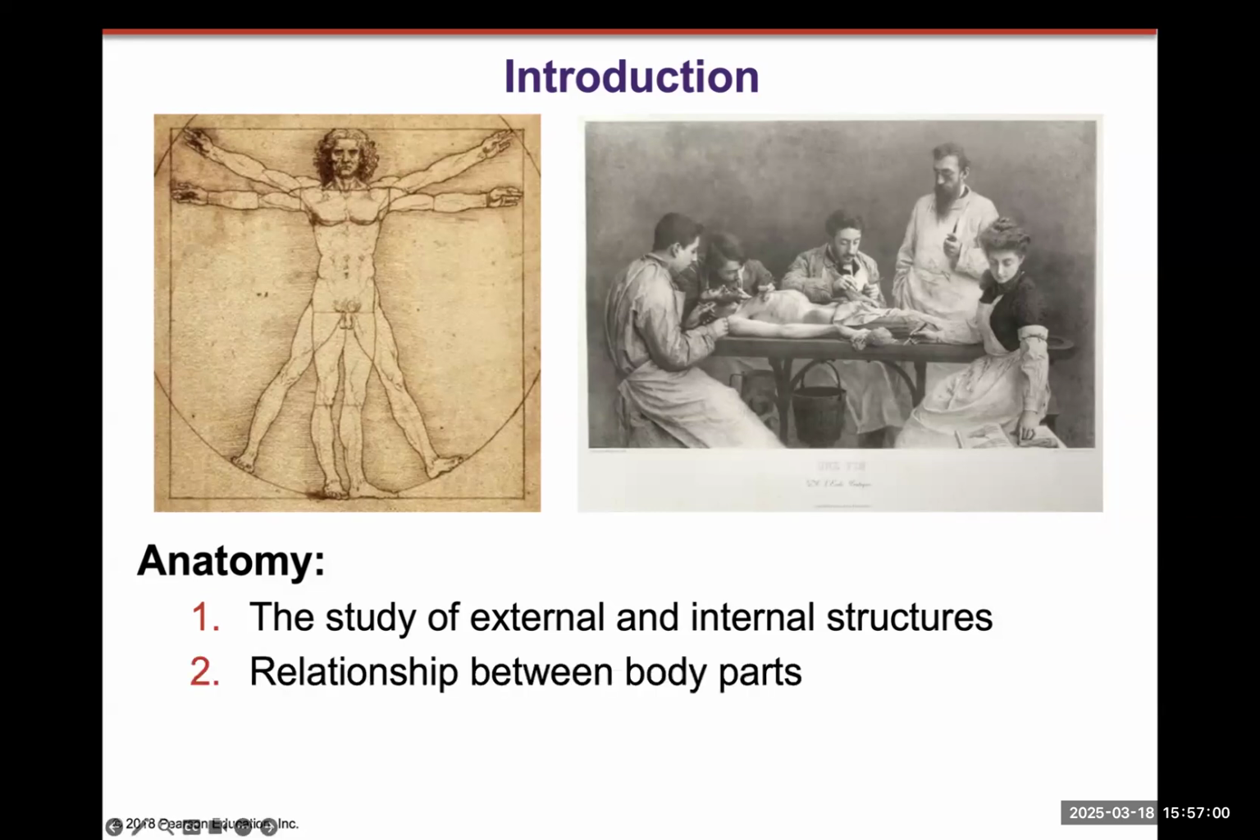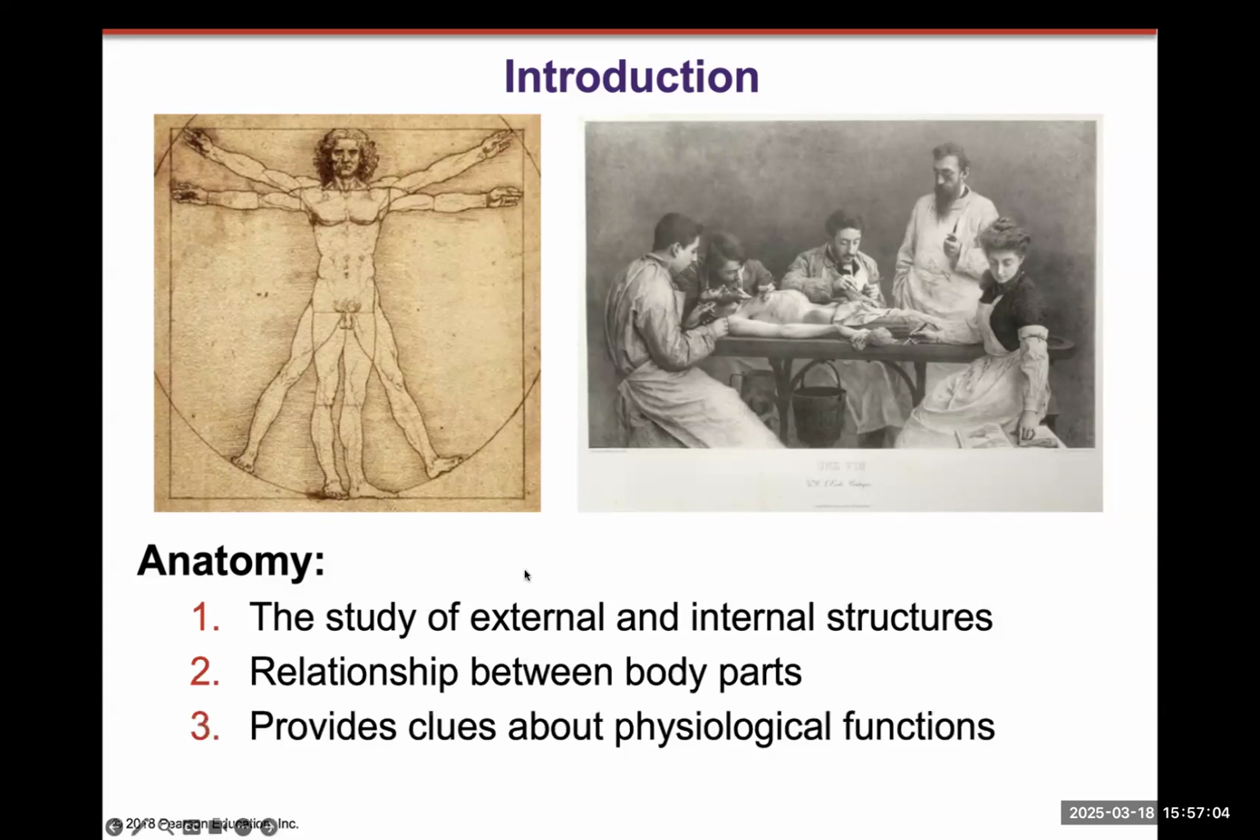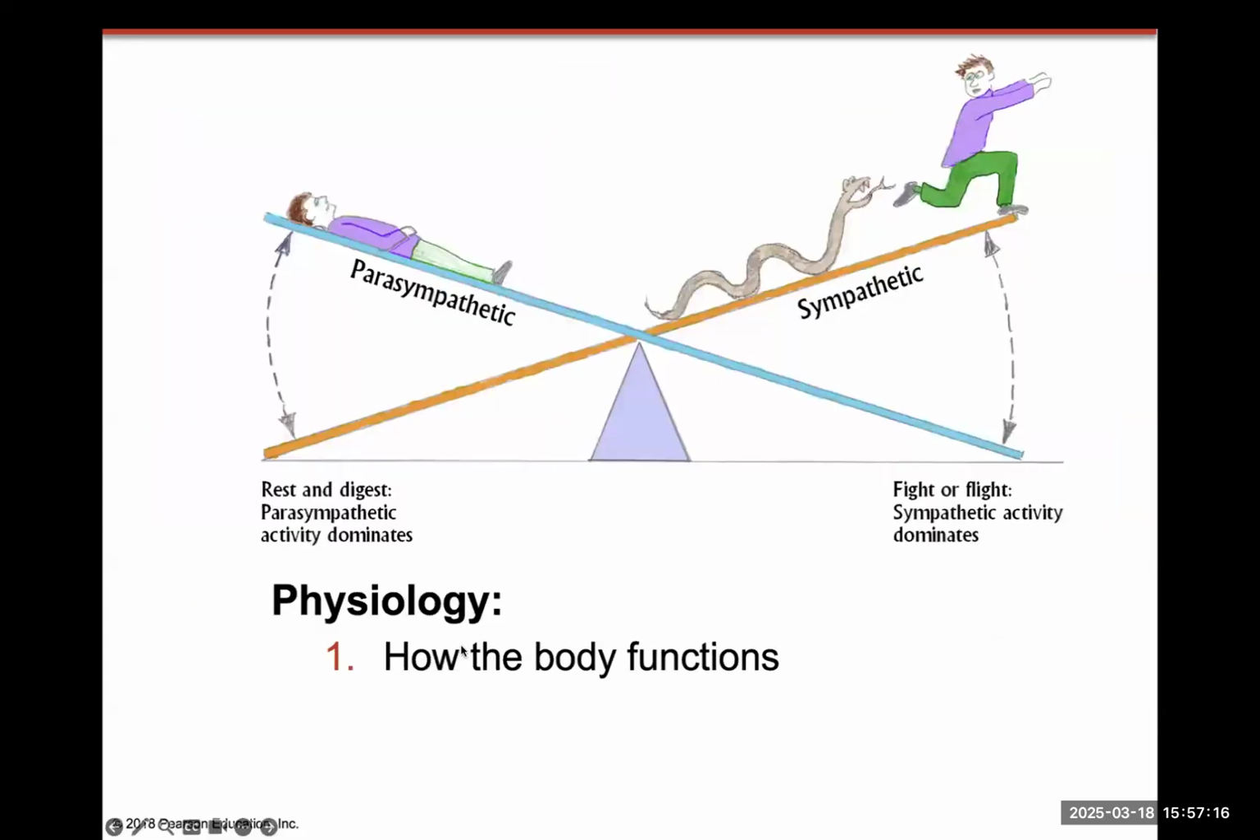So what's the difference between anatomy and physiology? Anatomy is the study of internal and external structures. It's the relationship between the body parts and provides you clues about physiological functions, whereas physiology is how the body works, how the body functions.